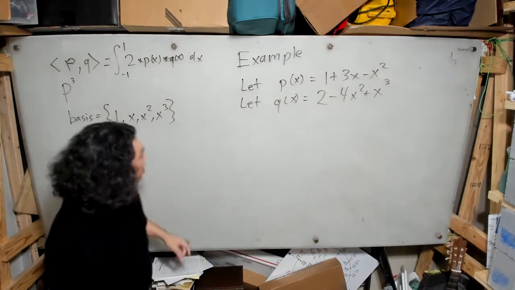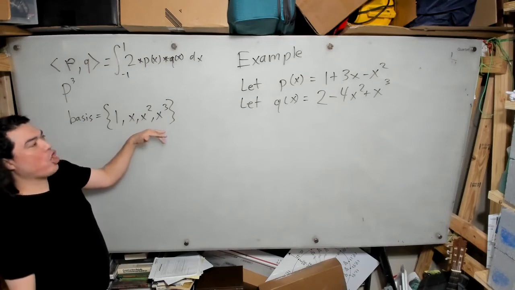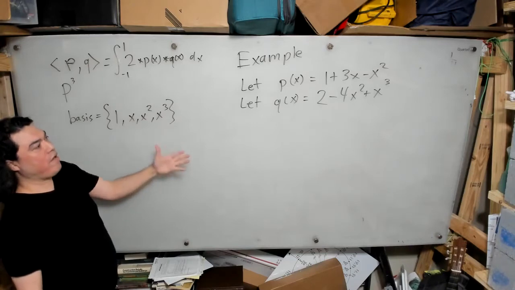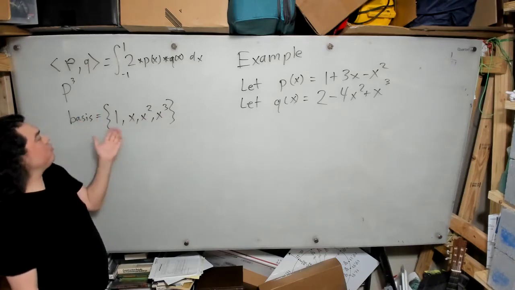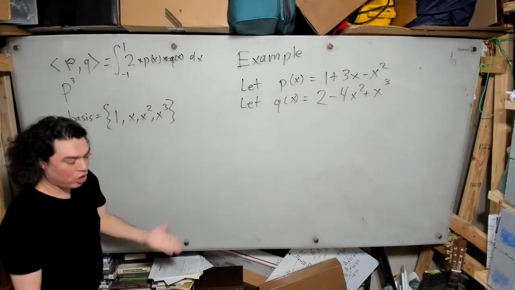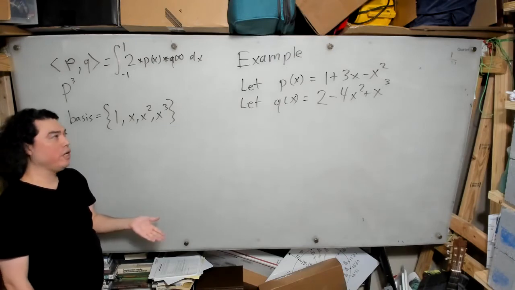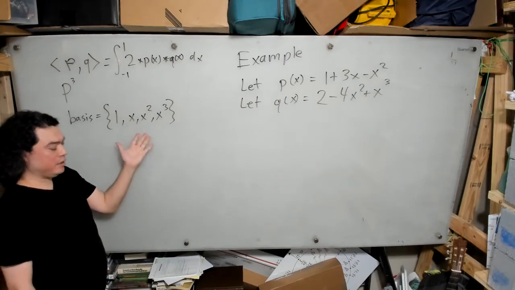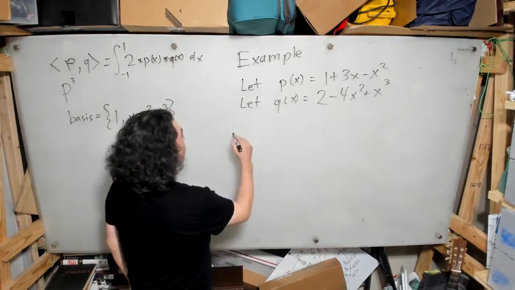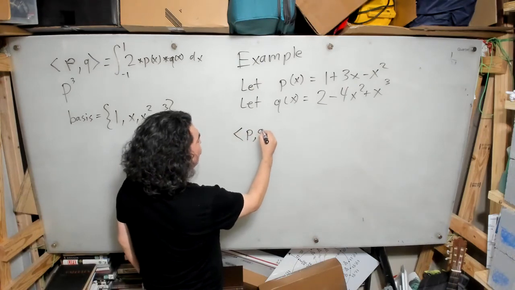And moreover, you can see that they are elements of the span of this basis, and therefore they are in fact members of this vector space. The vector space P3, which is, again, the vector space of all polynomials of degree no greater than 3, is the span of this basis. Okay. So now I'm going to calculate what the inner product of these two would be. So the inner product of p and q here.